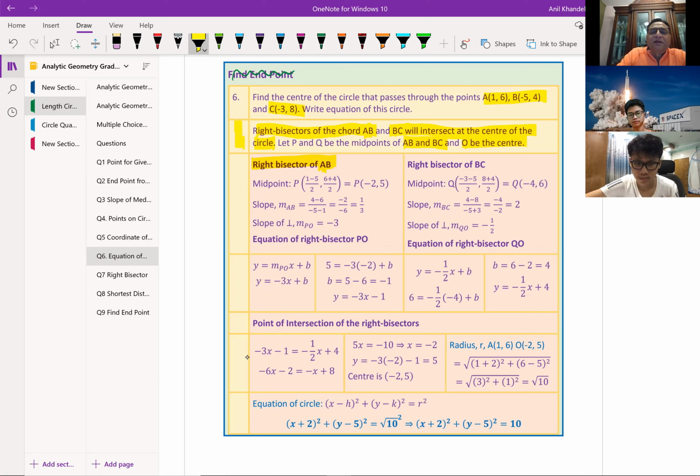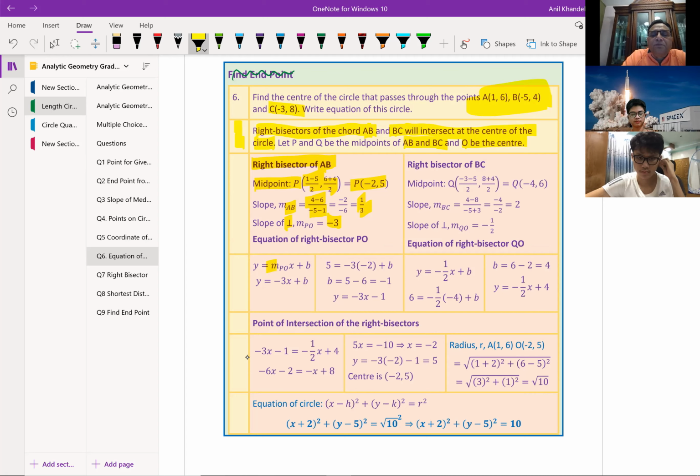Now the bisector will be perpendicular, therefore negative reciprocal will be the slope of the right bisector, which will go through the midpoint. So here the midpoint for P is the average value of A and B, midpoint formula, which comes to (-2, 5). Now the slope of AB is (y2 - y1)/(x2 - x1). We get a slope of 1/3. The points A and B are these ones, which we have taken, correct? Now, slope of the perpendicular is negative reciprocal. Therefore, negative reciprocal of 1/3 will be -3. So we get the slope.